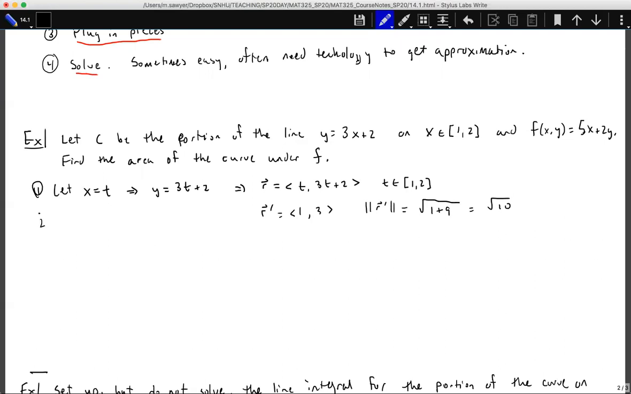So this is steps 1 and 2. Step 3, we would plug in our pieces. So the integral over the curve of f of r times the magnitude of r prime dt is equal to the integral from 1 to 2. We plug in our function x and y, so we get 5t, t is our x value, plus 2 times our y value, which is 3t plus 2. Close that parentheses, times our magnitude, which is square root 10 dt.